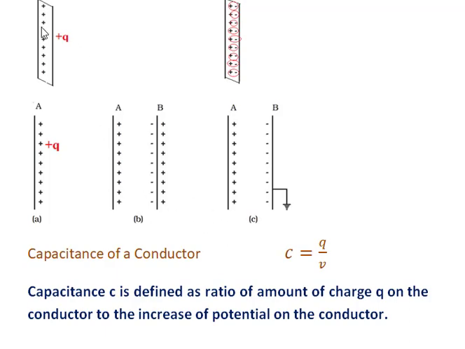In the last class we have seen these two parallel plates. Plate A is charged plus Q, and B is neutral. When it is brought near to this plate, charges are induced in plate B. The positive charge in A induces minus charges here and positive charges here. The positive charges are earthed, so it is a conductor. Its capacitance is given by C equal to charge Q by the potential developed V.